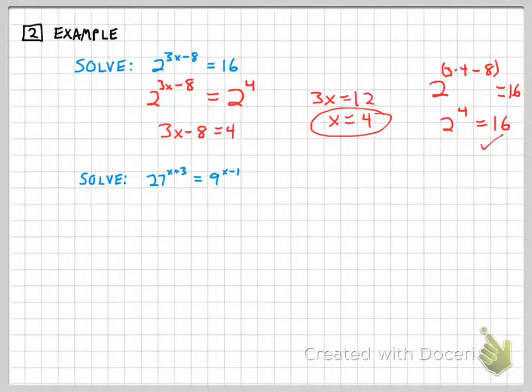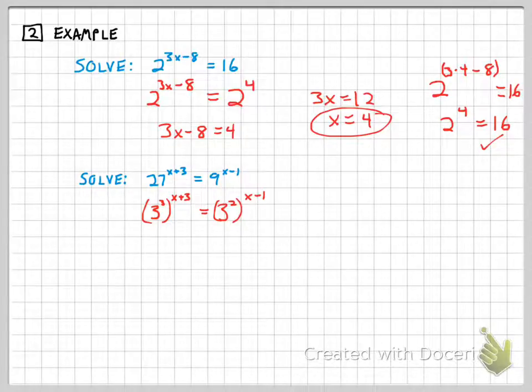Okay, second example is a little tougher because 27 is not a power of 9, and so I can't quite take the same approach. However, if I look carefully at my bases, 27 and 9, you should recognize both as powers of 3. So 3 is the important base in this problem. 27 is 3 to the 3rd, so I'm going to write it that way. That's going to be raised to the x plus 3 power. And 9 is just 3 squared, and so I'm going to raise that number to the x minus 1 power.